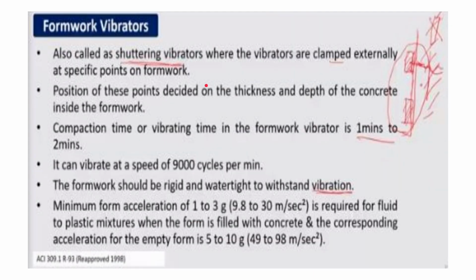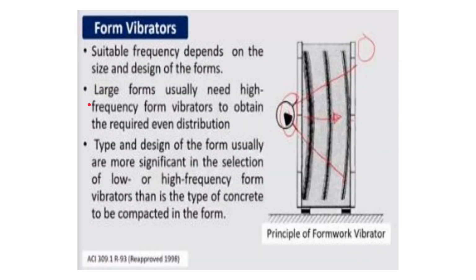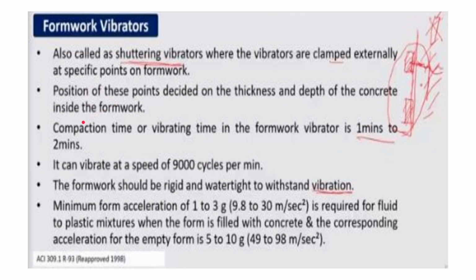Now let us go to formwork vibrators. They are also called shuttering vibrators, where the vibrators are clamped externally at some specific points on the formwork. So they generally vibrate the formwork. The position of these points is decided on the thickness and depth of the concrete inside the formwork. Both of them are used for determining the position.